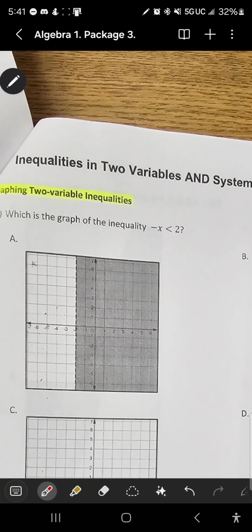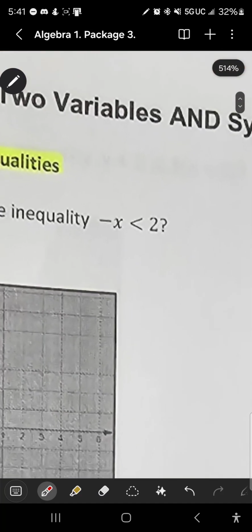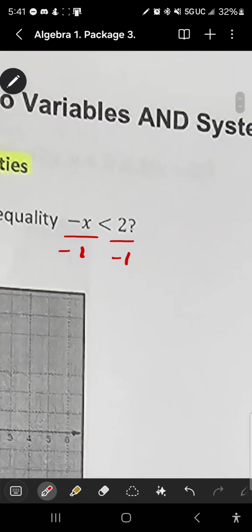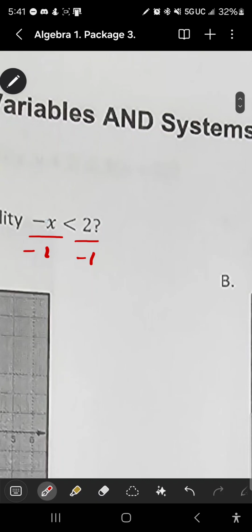Which is the graph of the inequality negative x less than 2? So first of all, so it's easier to graph, I will divide both sides by -1. So I will get x divided by -1, minus divided by minus is just positive, and 2 divided by -1, they have different signs, so we keep the negative sign, and 2 divided by 1 is 2.